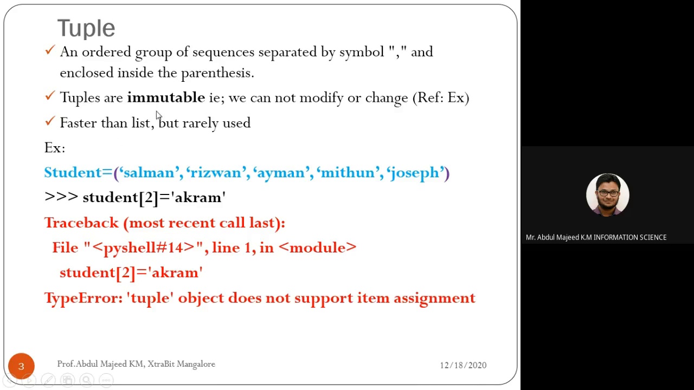So tuples are immutable. That means you cannot modify or add something to the existing tuple. Here I am trying to modify the element which is positioned at 2 by using student of 2 is equal to Akram. I get the error. Why? Because the tuple object does not support item assignment. So tuples are immutable data structures.